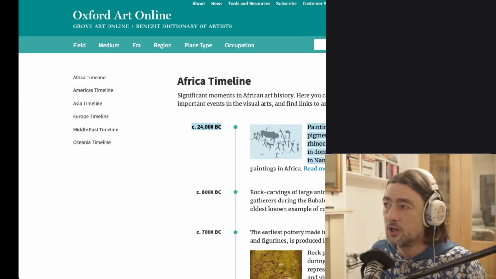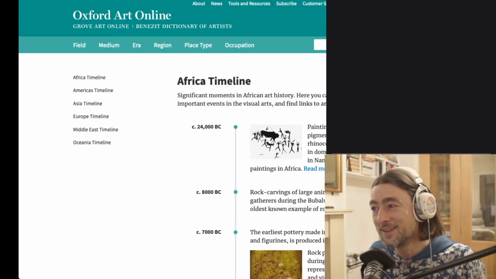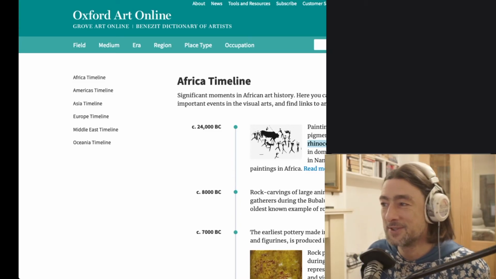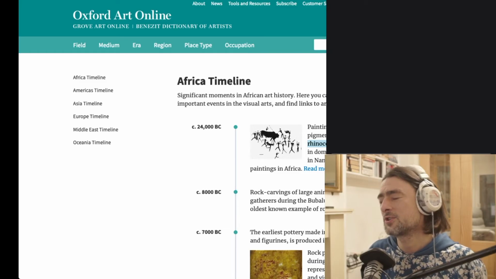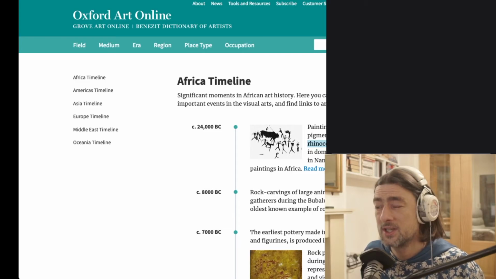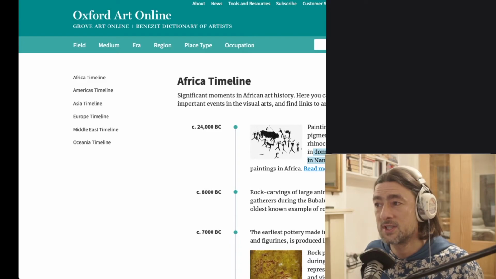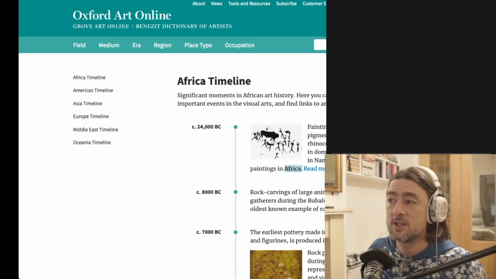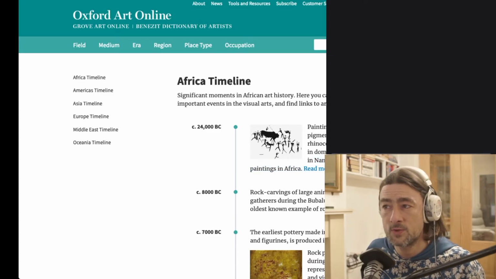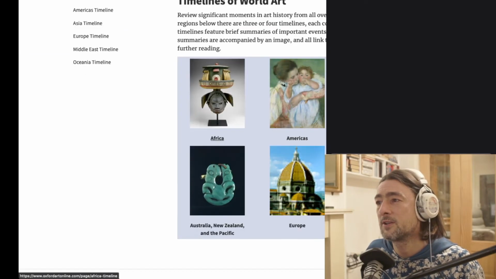Paintings in charcoal, ochre and white pigments such as animals, zebra, rhinoceroses. They couldn't just say rhino. They know I'm coming. They got the rhinoceros plural out for us. Rhinoceroses found on portable stones in domestic debris in the Apollo 11 cave in Namibia, the oldest datable rock paintings in Africa. So we learned that now. Read more. But look at that. So Africa's got rock paintings, 24,000 BC. We've been talking about that sort of stuff. That's Africa.